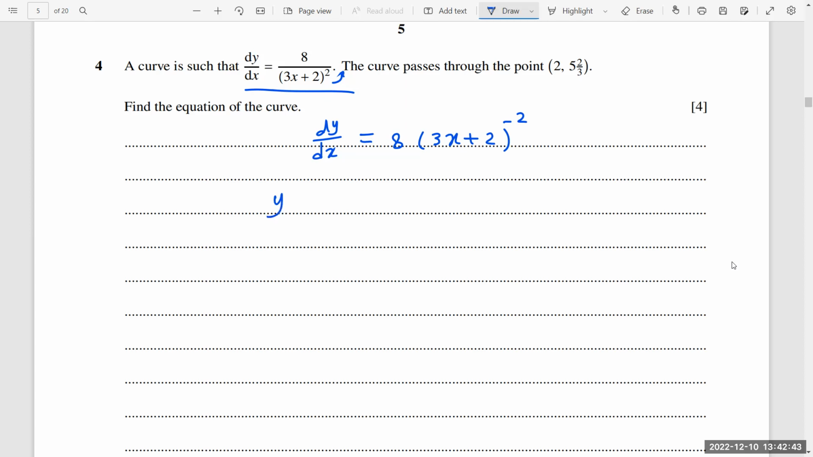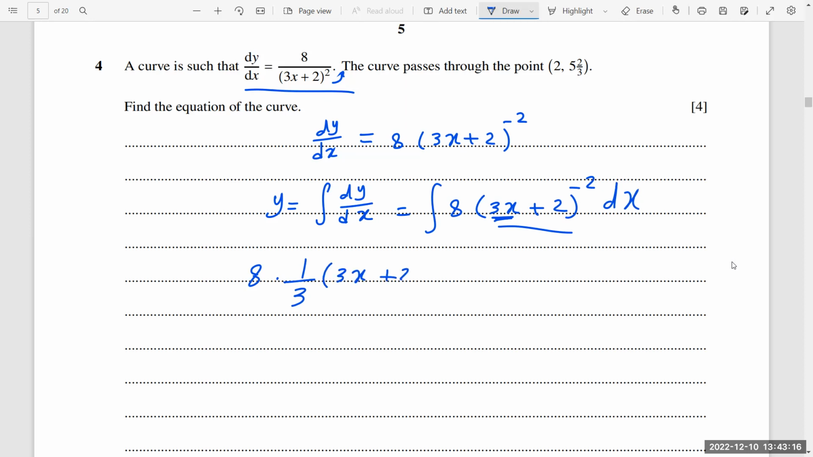And after that, the function, the curve, y equals the integral of the first derivative. Yes, the integral of 8 times (3x plus 2) to the power of negative 2 dx. When you integrate, just keep the 8 outside. To integrate this, 3x plus 2 to the power of negative 2, simply write 1/3, the coefficient from the derivative of 3x, times (3x plus 2), add 1 to the power, negative 2 becomes negative 1, over negative 1, plus c. This is y.